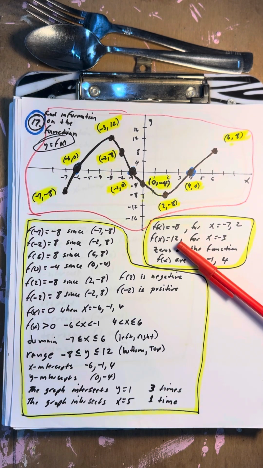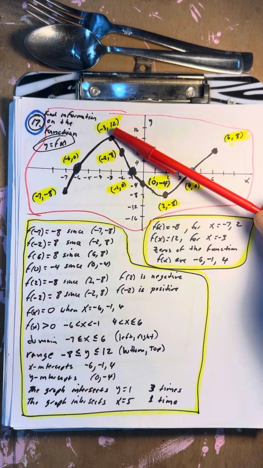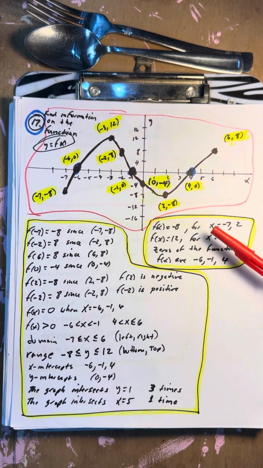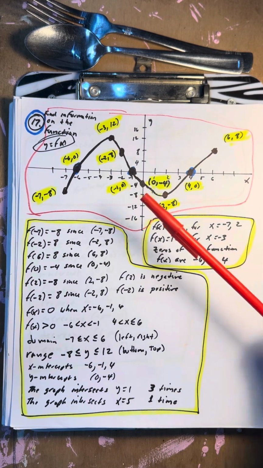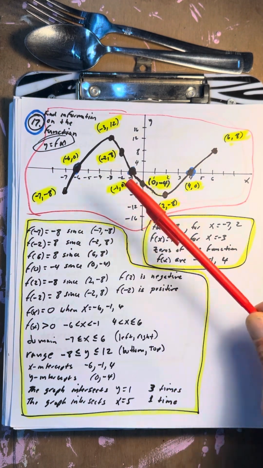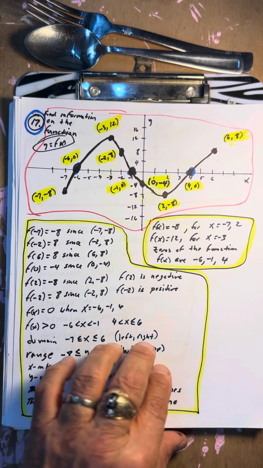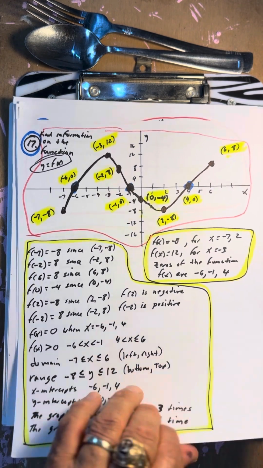When is f of x equals 12? Well, right there. So at negative 3, you go up to 12. So f of x is 12 when x is negative 3. And the zeros of our function are right there: negative 6, negative 1, and 4. Okay, lots of information from that function f of x. All right, let's go to the next one.